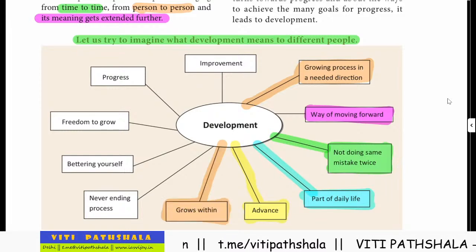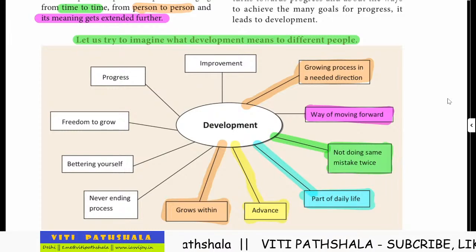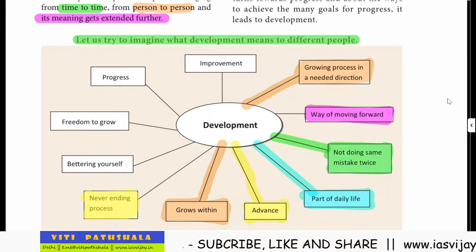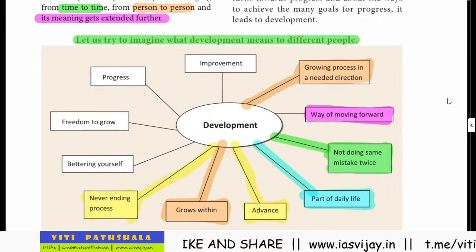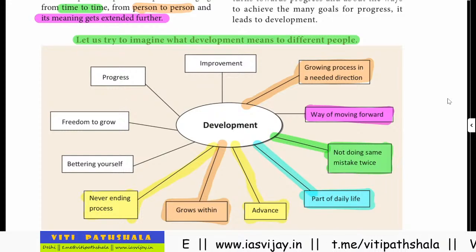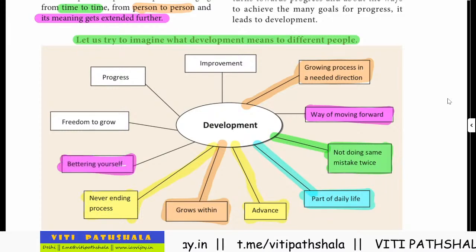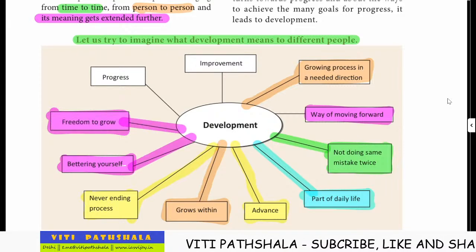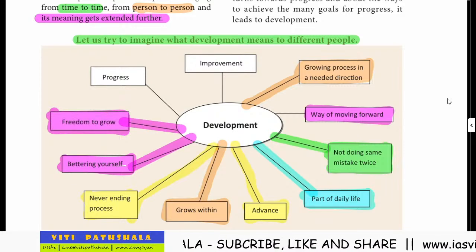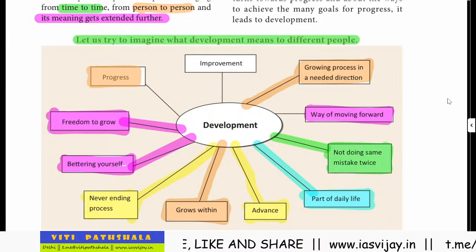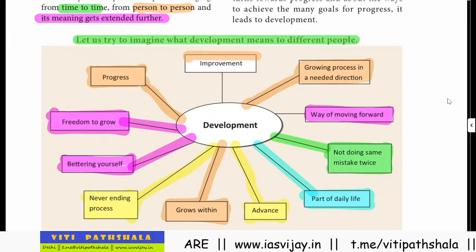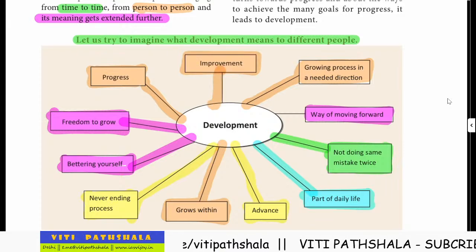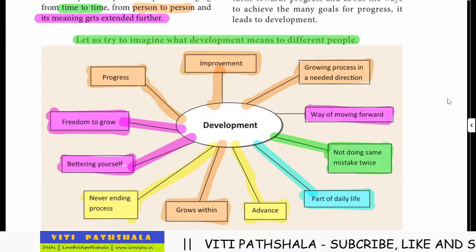Now growth related to your thoughts. Then comes the never ending process. What is development? Development is a never ending process. Then it is bettering yourself. Then freedom to grow. Then development is progress. Development is improvement. Such a chart you can make in your UPSC Mains exam, you can draw it like this.